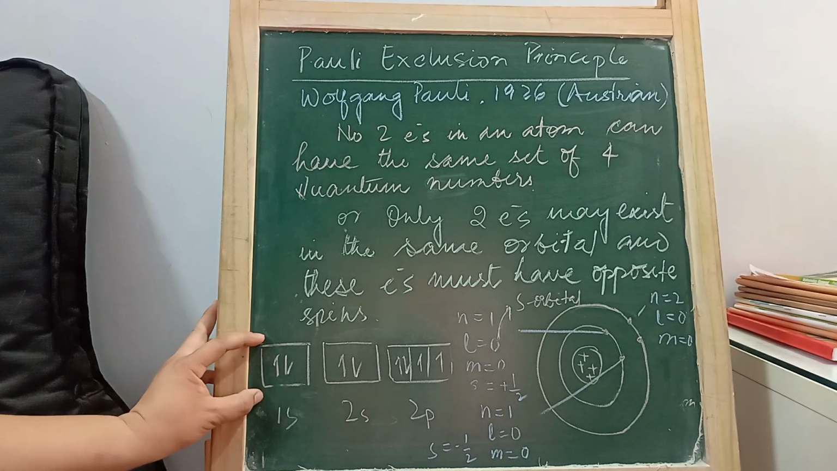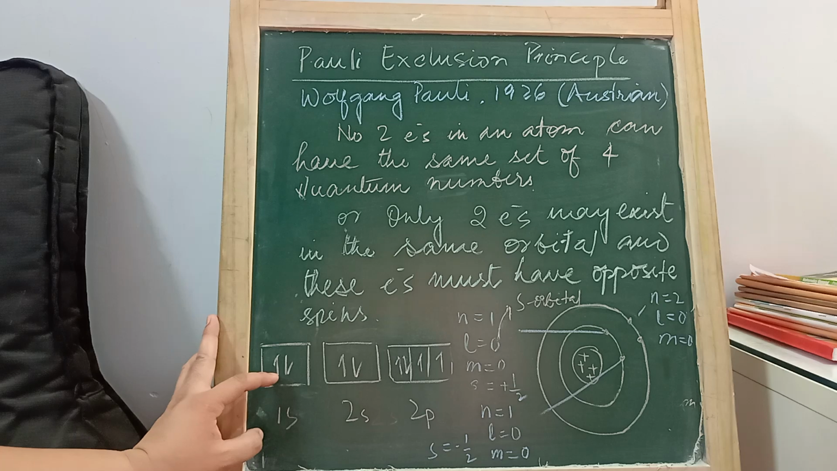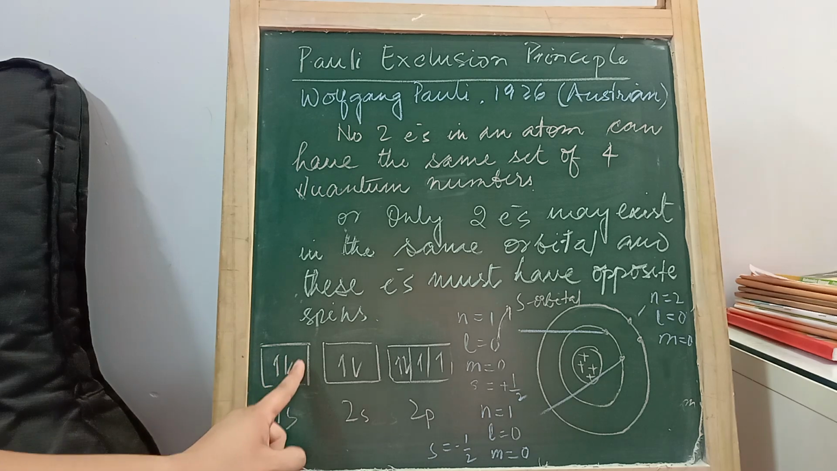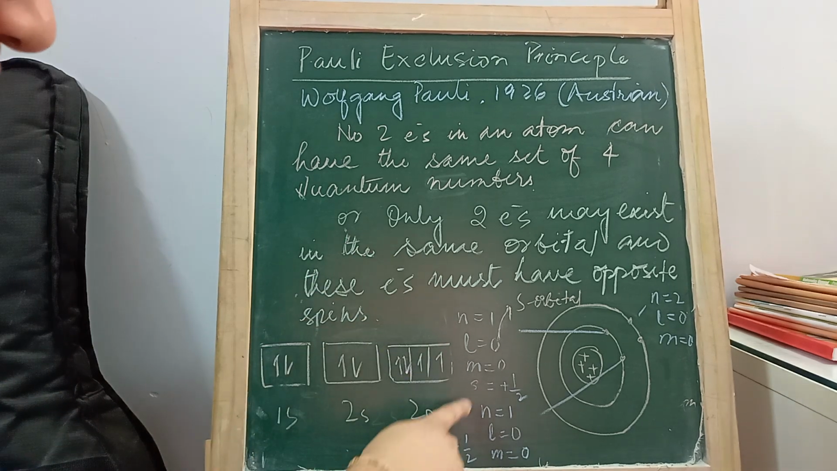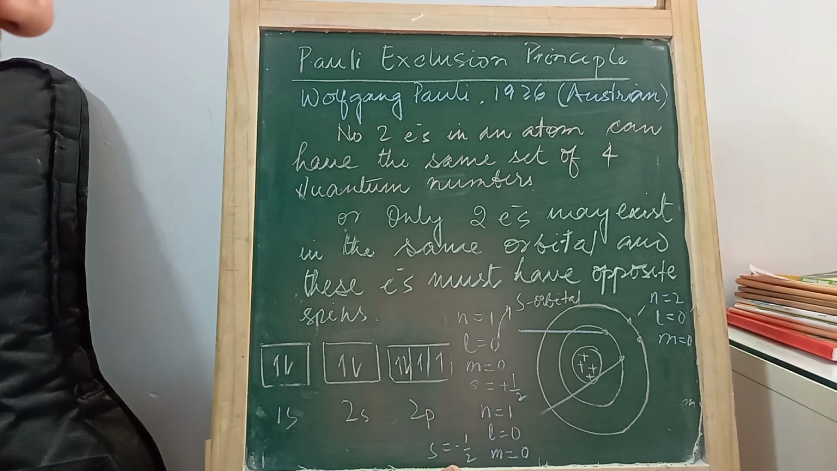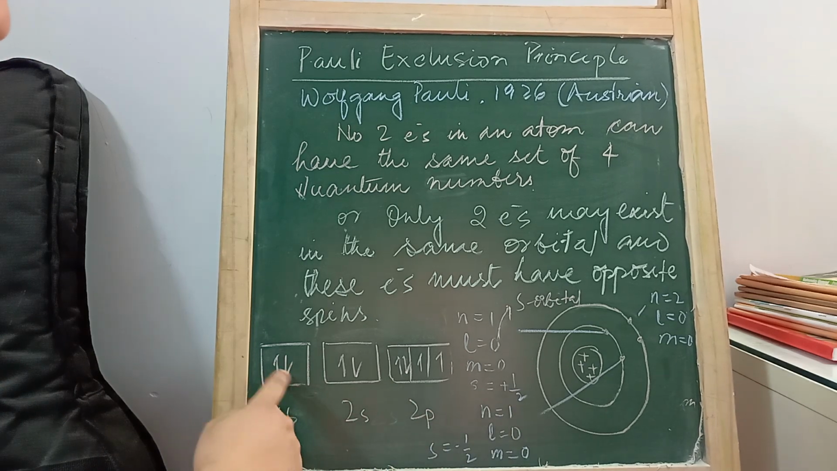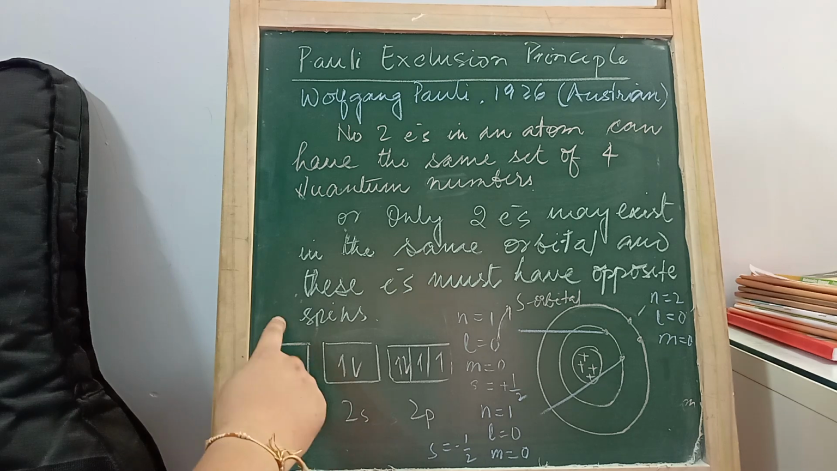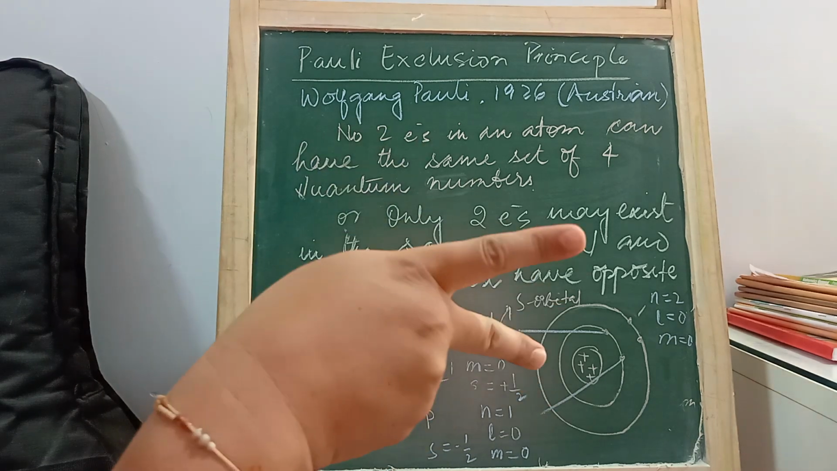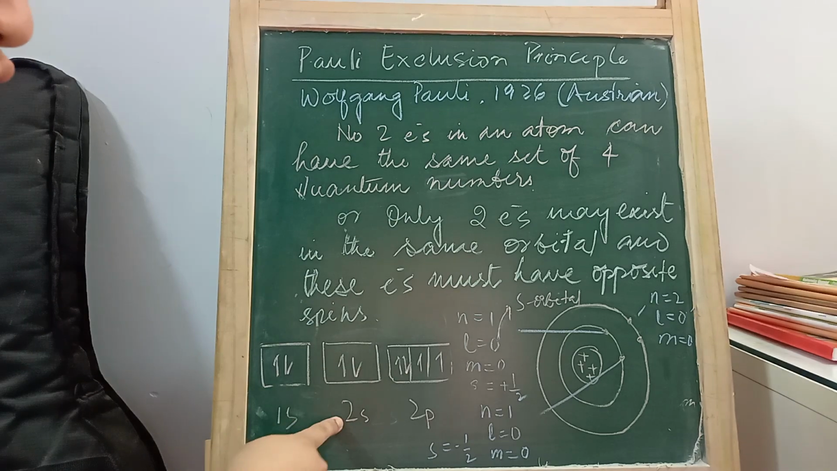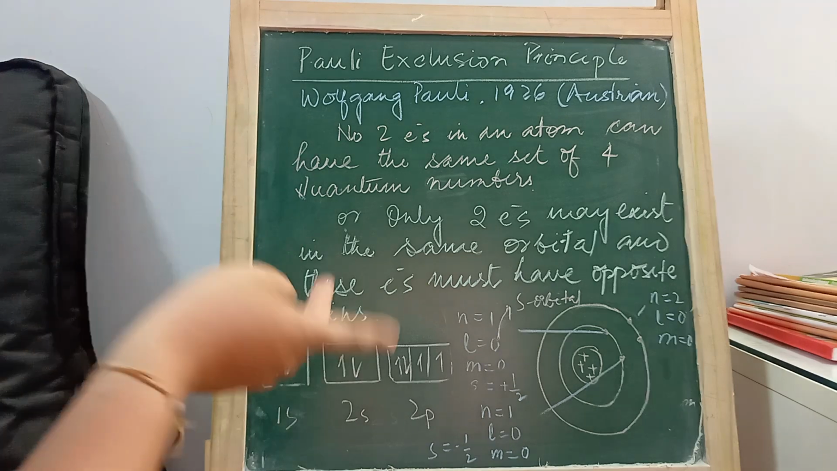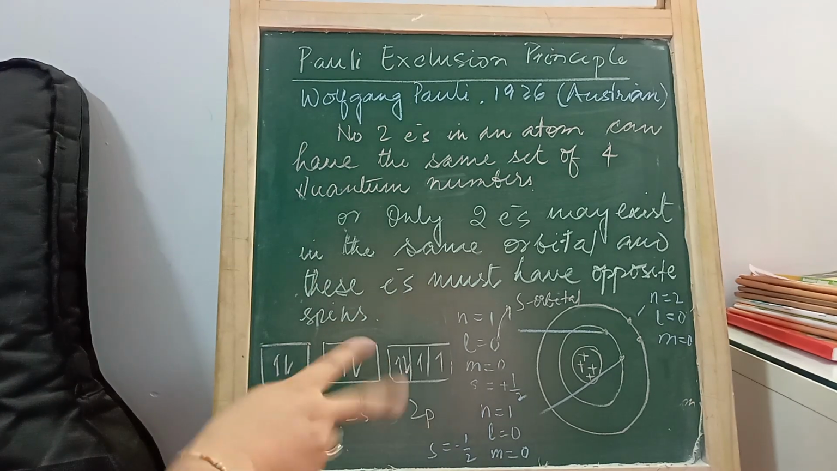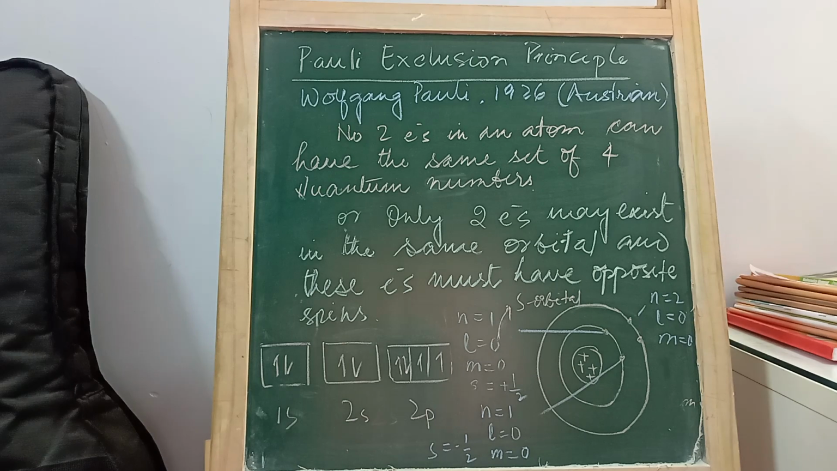So in this orbital, how many electrons can you keep? You can put only 2. You cannot put a third one, because then these 3 quantum numbers will be the same, and the fourth one, s, will be either plus half or minus half. Whatever it is, it will be the same as one of the other electrons. So in an orbital, either 1s or 2s, only two electrons are possible, and those 2 electrons will have opposite spin quantum numbers, plus half and minus half.